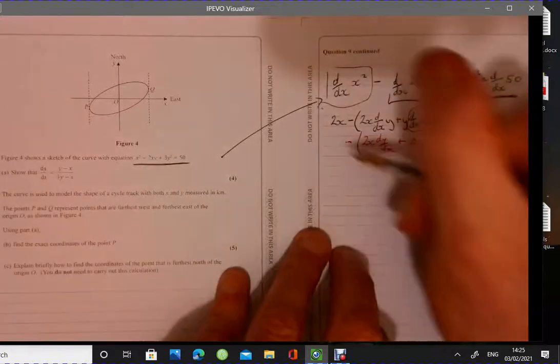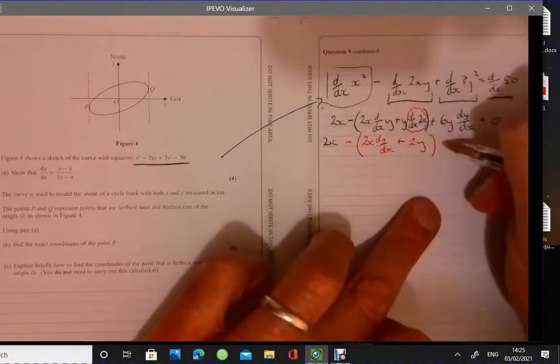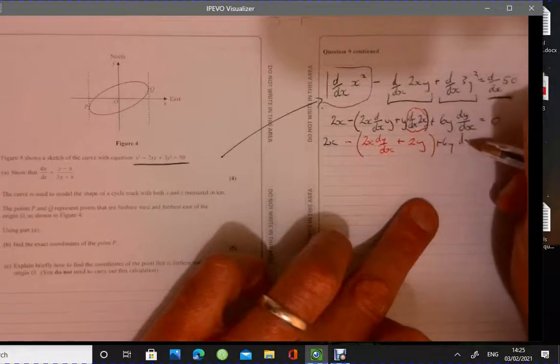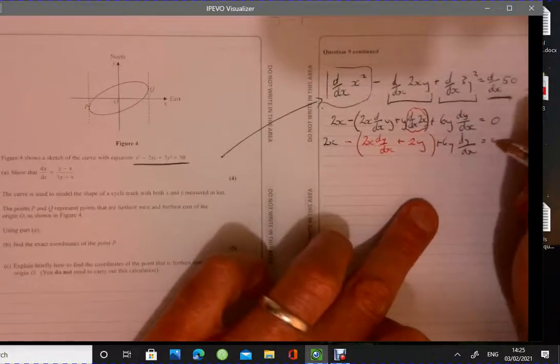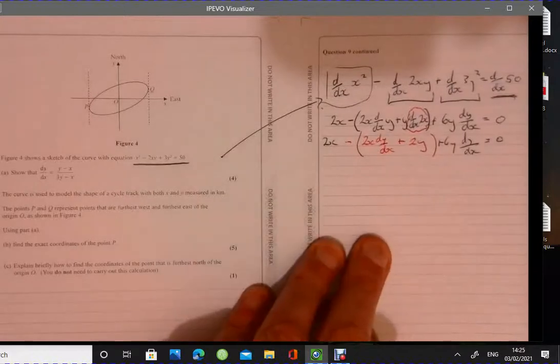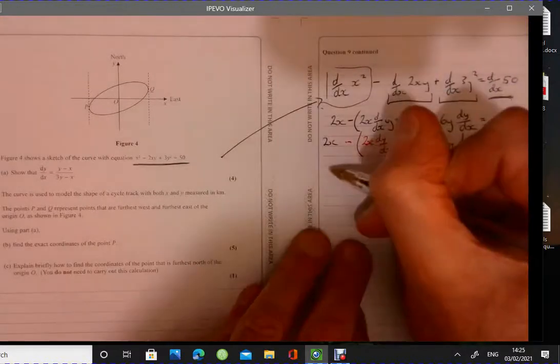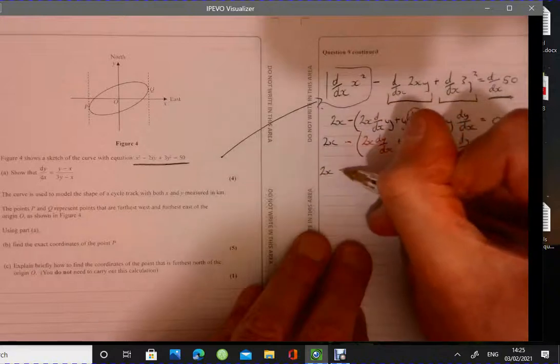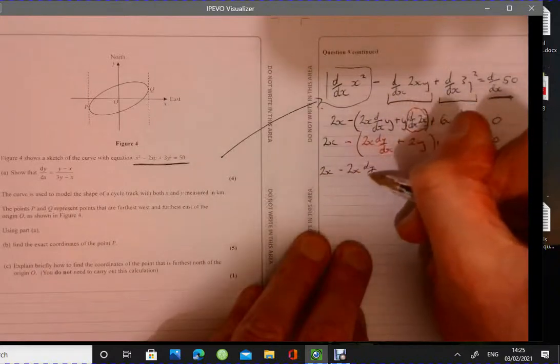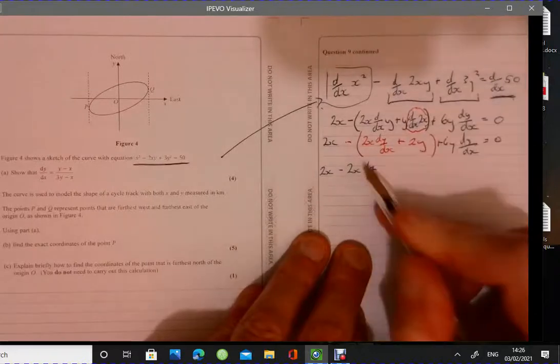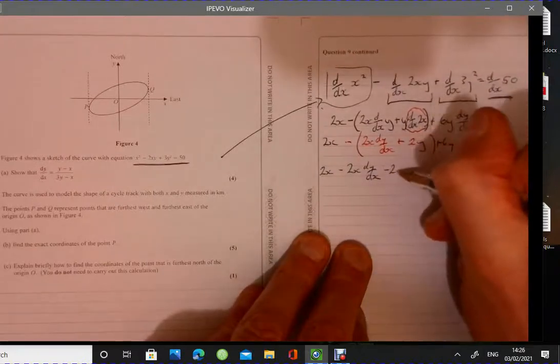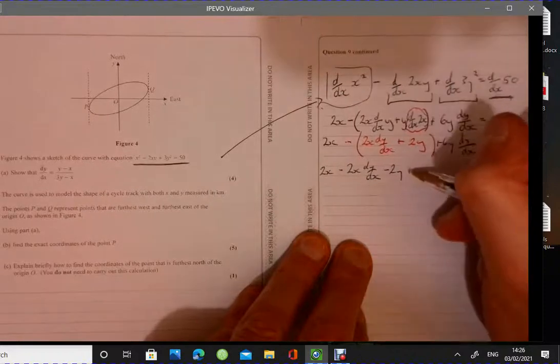Alright, let's tidy up where we are and also think about what we're trying to get to. So we want dy over dx is equal to, right? Remember, that was our question just over here. So let's tidy up where we've got here. Let's get rid of this bracket to begin with. So what's that going to give us? 2x minus 2x dy dx, and then that's going to be a minus there. Minus 2y. And then plus 6y dy dx.